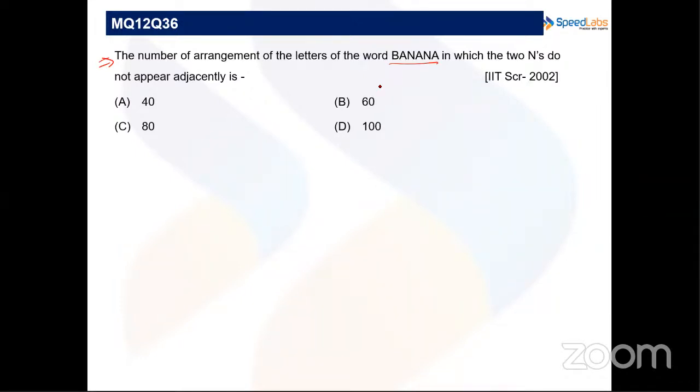Okay, let's do it. So the two ends should not come adjacently. Let's see in how many ways we can arrange it.